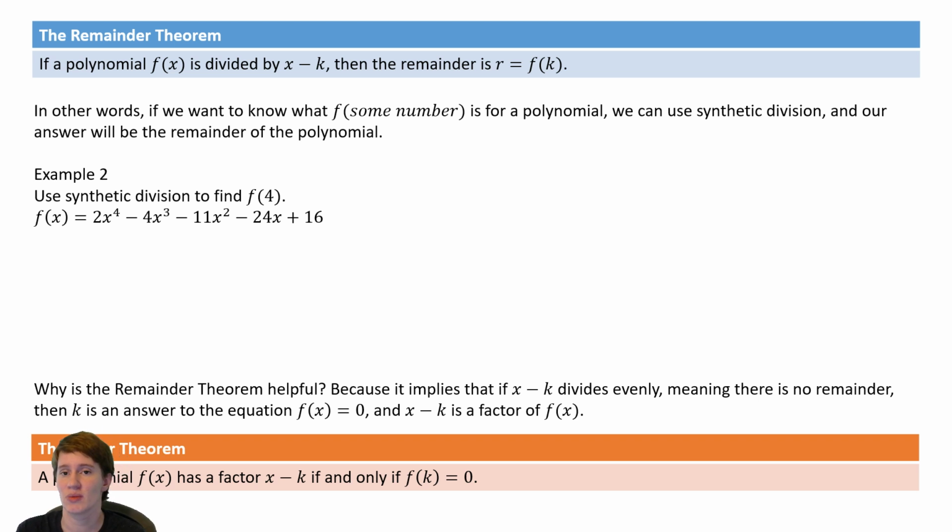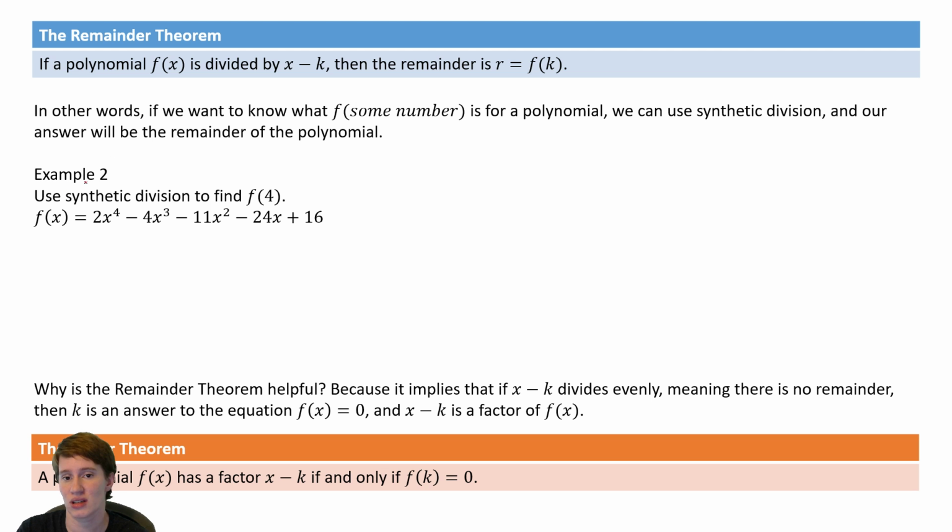So one of them is called the remainder theorem. If a polynomial f is divided by x minus k, then the remainder is r equals f of k. What that means is if you want to know f of 5 on a polynomial, you can actually use synthetic division with the number 5, and the answer is the remainder that you get from synthetic division.